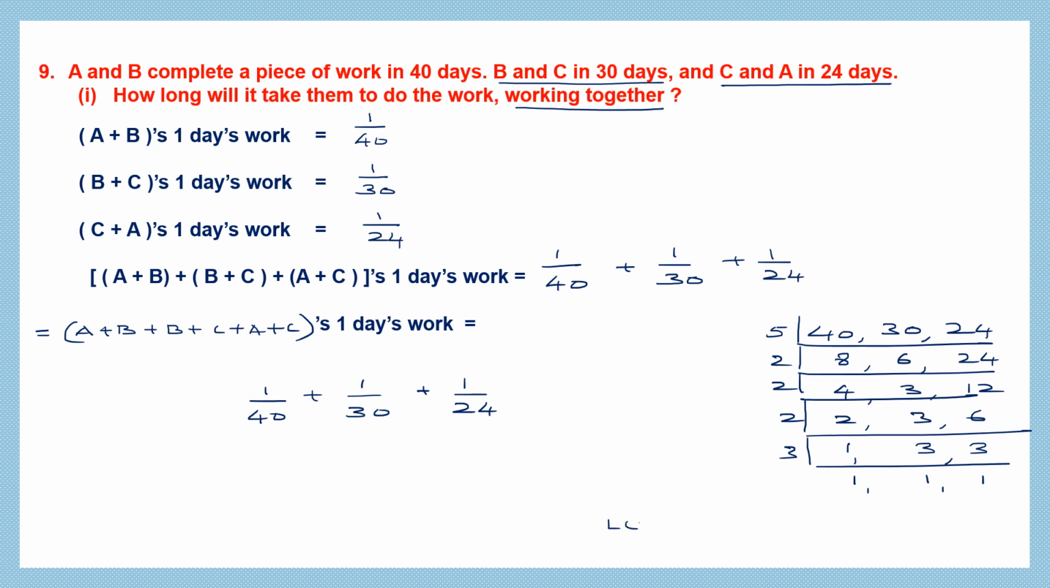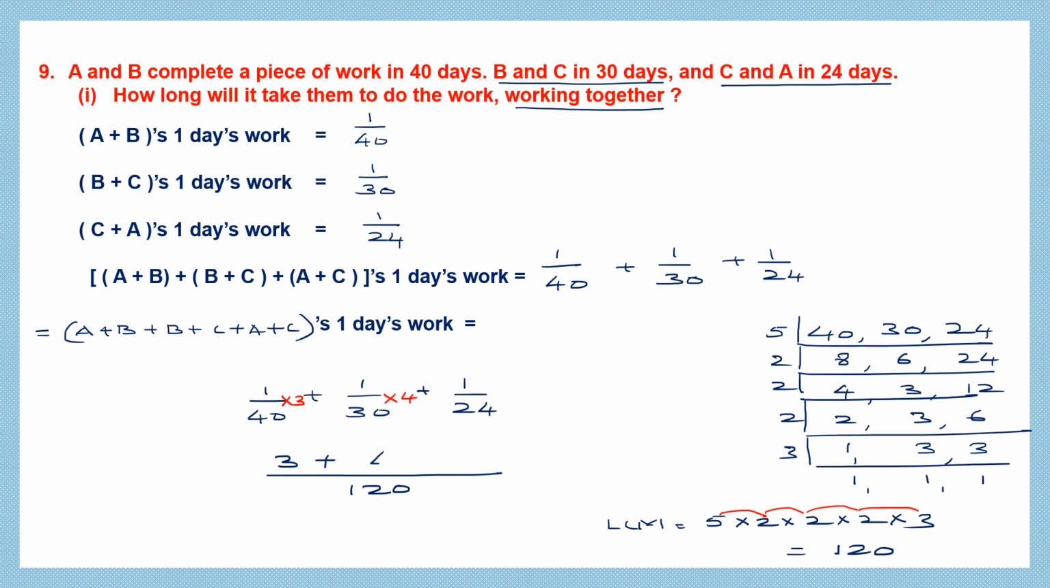So what is our LCM? LCM is equal to 5 into 2 into 2 into 2 into 3. 5 twos are 10, 10 twos are 20, 20 twos are 40, 40 into 3 is 120. So this is our LCM. The LCM is 120, so that's a common denominator. So now let's begin. 40 into 3 is 120, so 1 into 3 is 3 plus. Now here 30 into 4 is 120, so 1 fours are 4 plus 24 into 5. So 1 fives are 5.